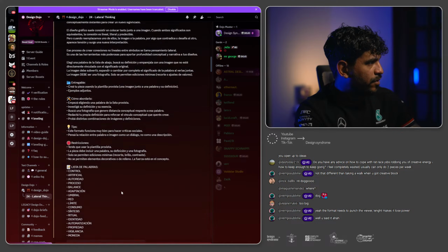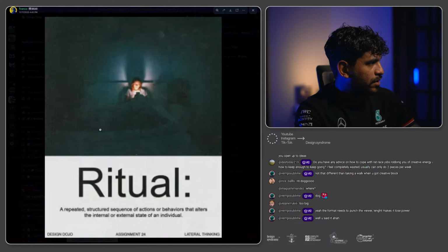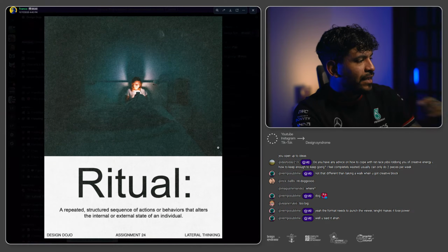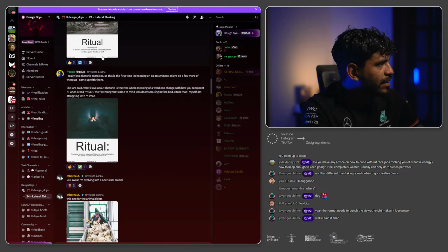We had a few there. Oh, the ritual one. Here we have another ritual: a repeated structured sequence of actions or behaviors. I feel like you guys like this one.